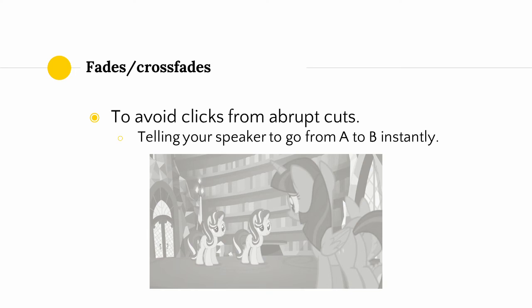Sloppy editing. The clicking or popping that you hear in the audio is a result of making an abrupt cut in the audio. Think about it this way: if I took a sound and then I put a cut in the middle of it to complete silence, essentially you're telling your speakers to go from position A to position B instantaneously, which ends up creating that clicking or popping sound. To avoid this, we need to use fades and crossfades.